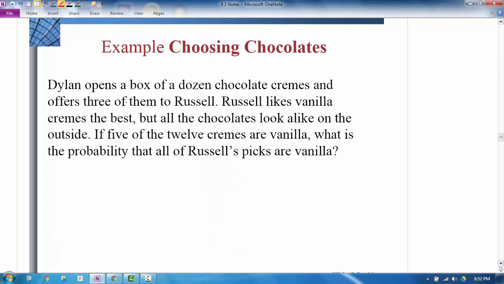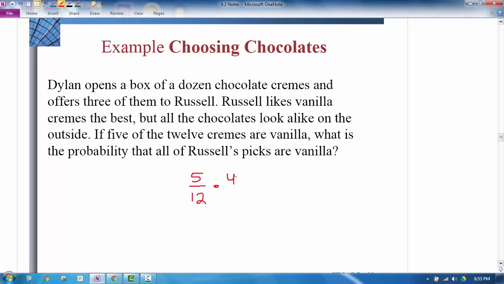So here's an example then. Let's say we have a box of chocolates. We like vanilla the most, and 5 of them are vanilla out of the 12. What's the probability that we pick all vanilla? Well, if our first pick is going to be vanilla, the chance that we get vanilla is 5 out of 12.